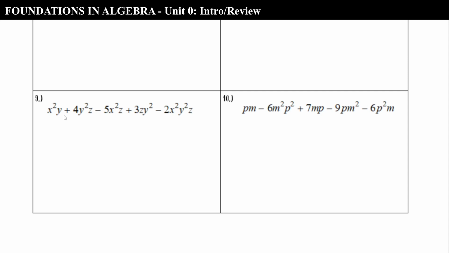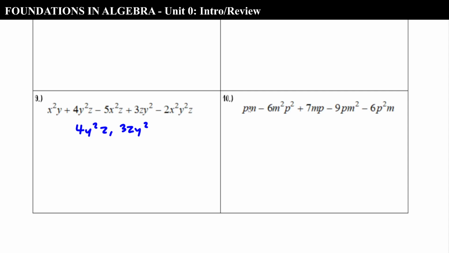For number 9, we have x squared y. We don't have another x squared y term, so this one nothing goes with. We have a y squared. Let's see, we have a y squared here. We have a z and a z. We have two terms that go together, 4y squared z and 3zy squared. And we have an x squared term here with a z. There's an x squared term here with a z, but there's a y squared with this one, so they don't go together. So this is as good as it gets.